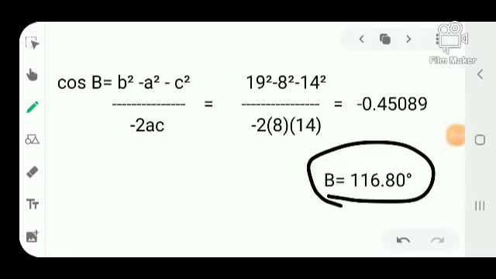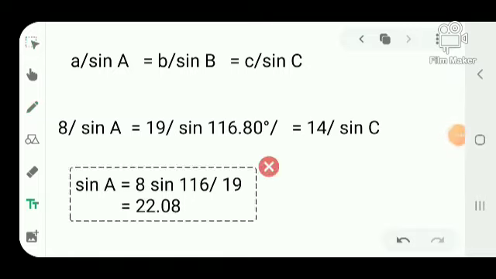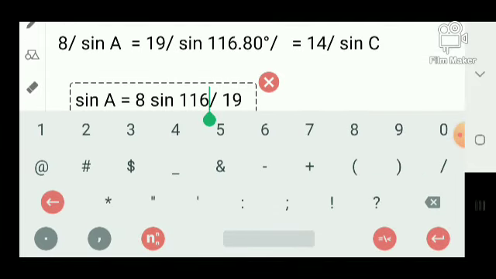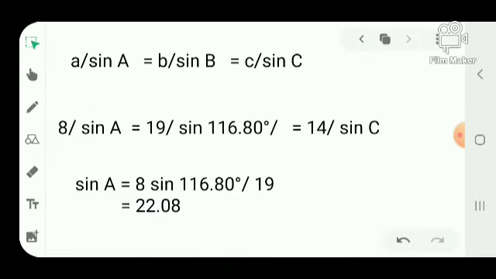Next is to find the other two angles. It is simple to use the law of sines, which is a over sine A equals b over sine B equals c over sine C. Using cross multiplication, we will find sine A. So 8 over sine A equals 19 over sine 116.80 degrees. Using cross multiplication, we get 22.08.